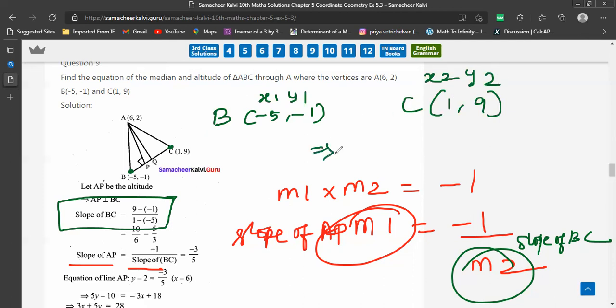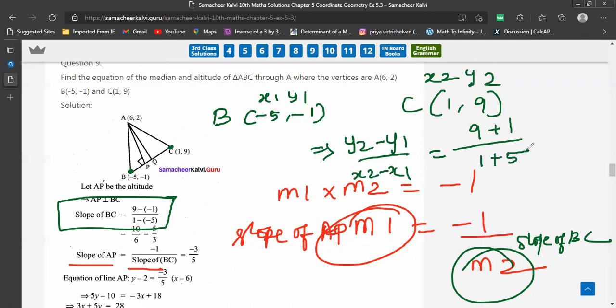So slope is equal to y2 minus y1 upon x2 minus x1. It's 9 minus of minus 1 upon 1 minus of minus 5. So it's 10 upon 6, which is 5 by 3. Can you follow this? Yeah.